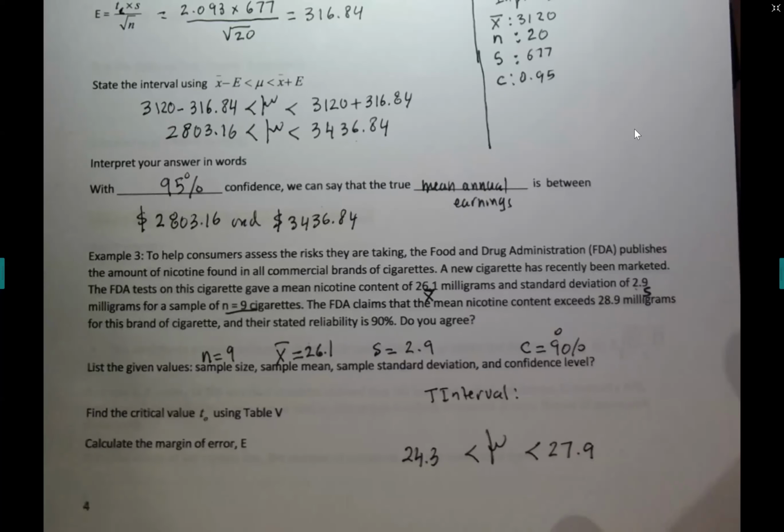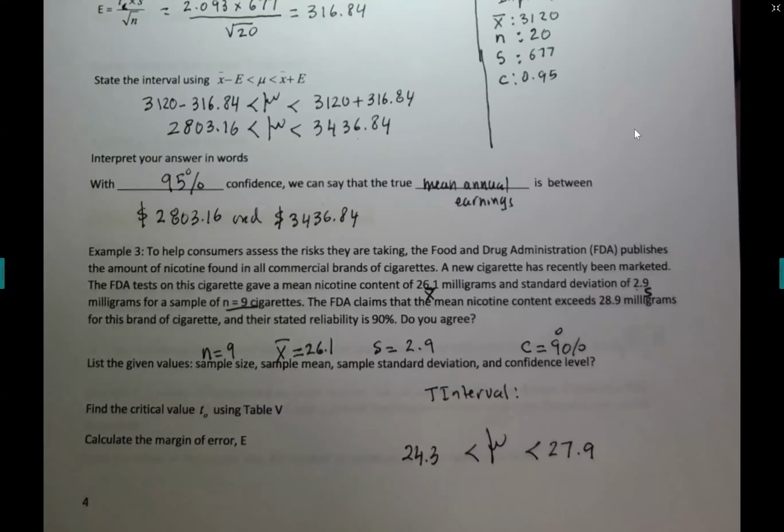All right. The FDA, guys, claims that the mean nicotine in this new brand of cigarettes exceeds, means it's over 28.9 milligrams. If you were the company and you did the confidence interval, would you reply to the FDA and tell them that you're wrong, or you tell them that they were correct about their statement? What do you guys think? That they're wrong. Why they're wrong? Why the FDA claim is wrong? Because the confidence level, the highest is only 27.9.